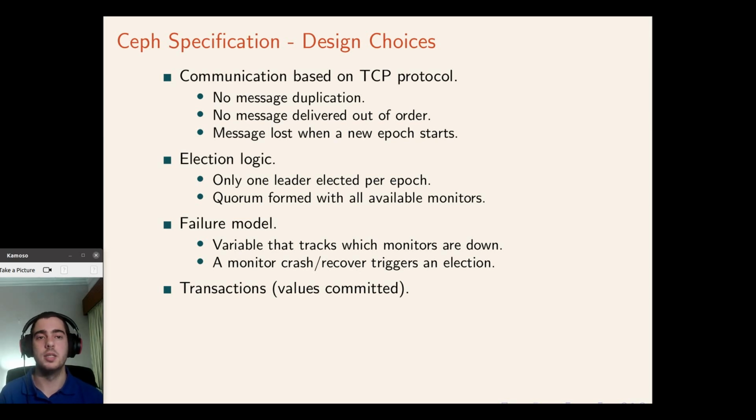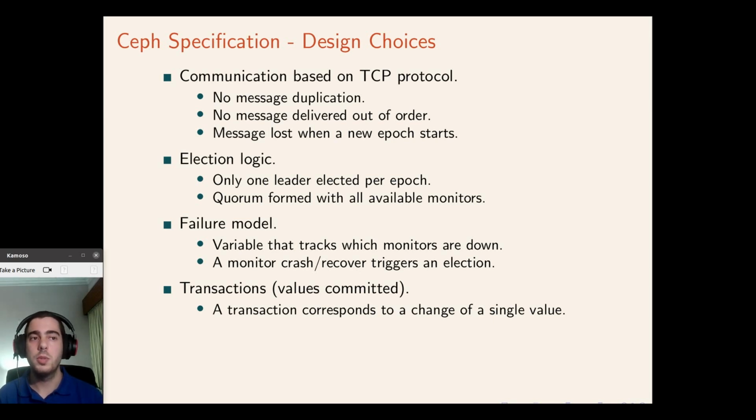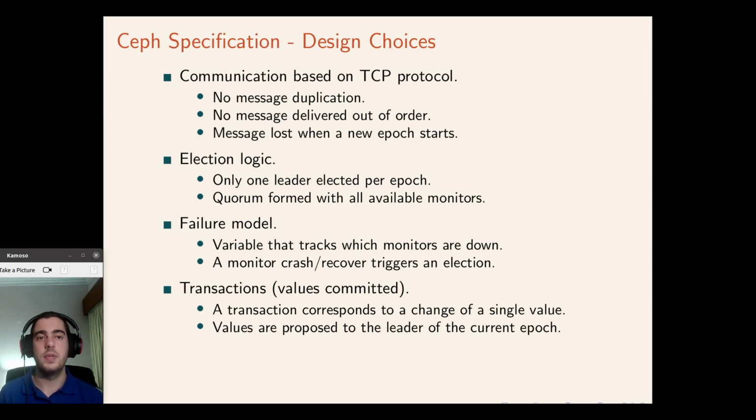Finally, for the transactions, this is which changes of variables are committed in each slot of the sequence of changes. In the implementation, a transaction can have a set of changes to multiple variables. However, in the specification, a monitor only keeps track of a single variable, so a transaction will only have a change to that variable. And the values in the implementation can be requested to any monitor, and if that monitor is not a leader, you will forward to the leader. However, in the specification, a change can only be requested to the current leader of the epoch.